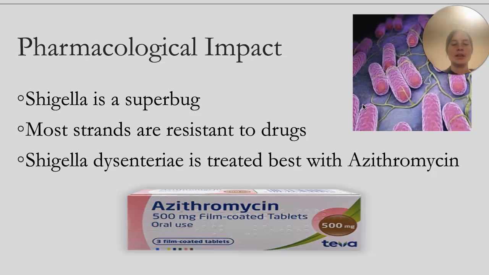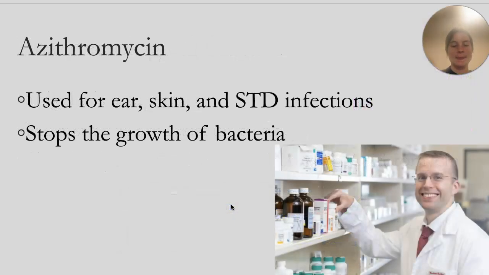So the pharmacological impact: this is a superbug right here. So Shigella overall, not this particular strain, but the genus in general, is becoming a superbug. The Shigella that we're talking about, Shigella dysenteriae, is not yet that bad. We can treat this one with azithromycin, while most strains of Shigella are resistant to drugs. But this is the most severe type of Shigella, so it's good that it's not resistant to azithromycin.